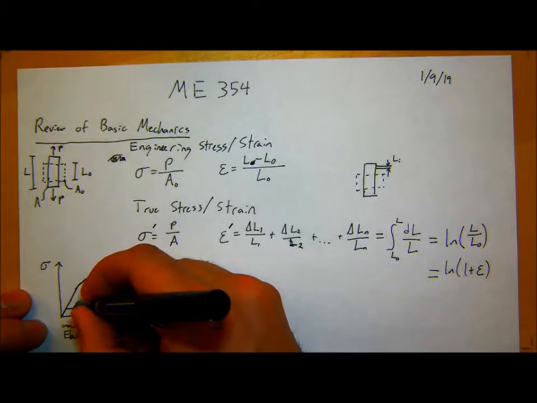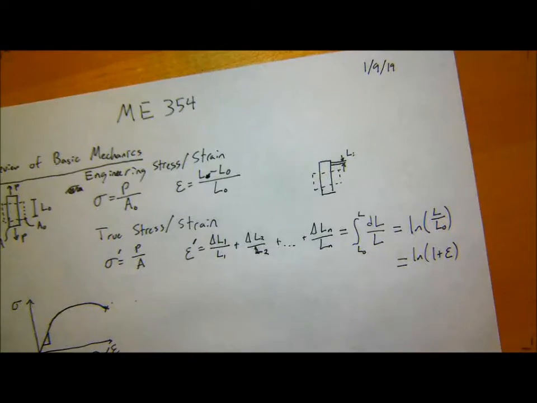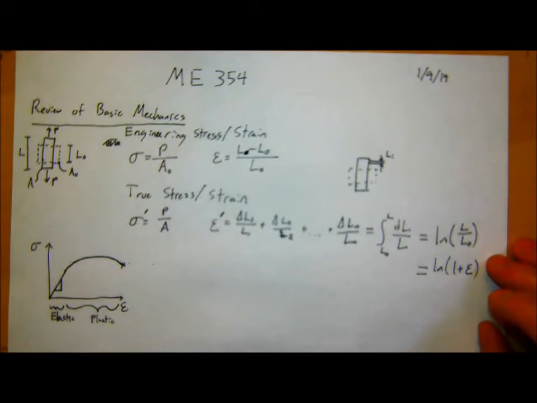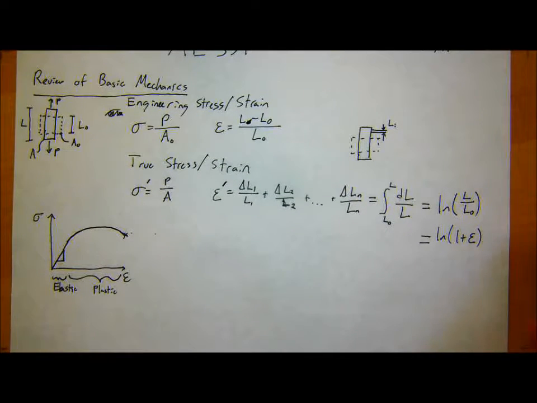In this elastic region, we assume that there's a linear relationship. I'm going to tell you now that that's not exactly true. So if you remember in something like a metal, dislocation motion dominates the deformation. In a plastic, you have sliding between the polymer chains.